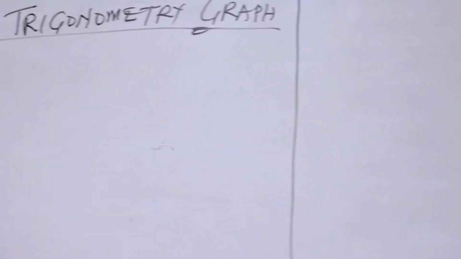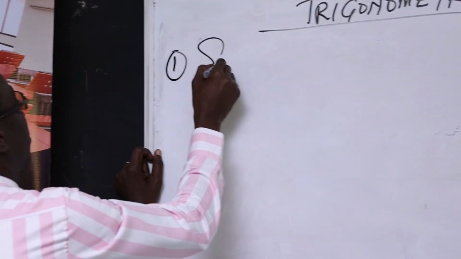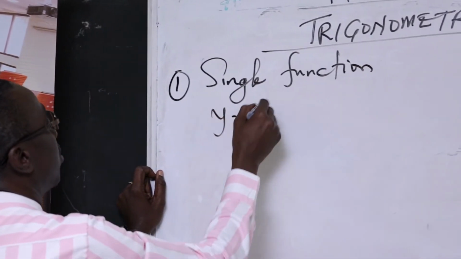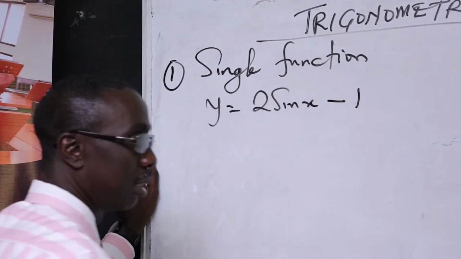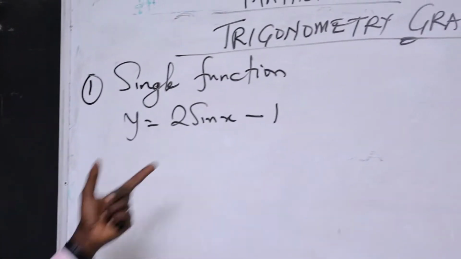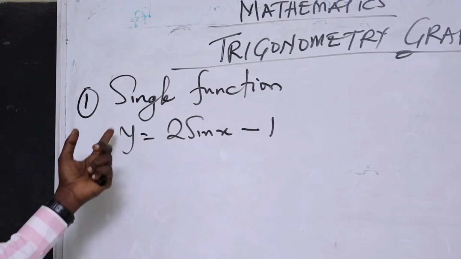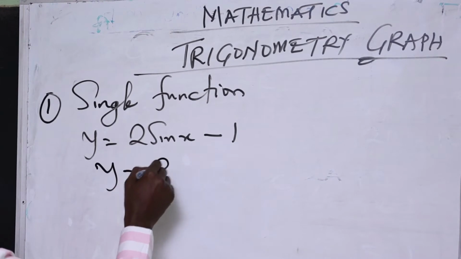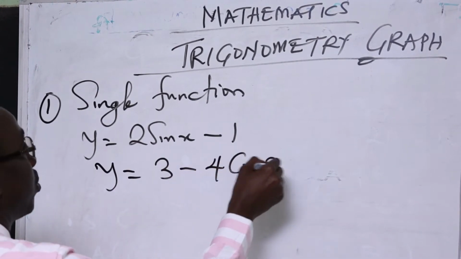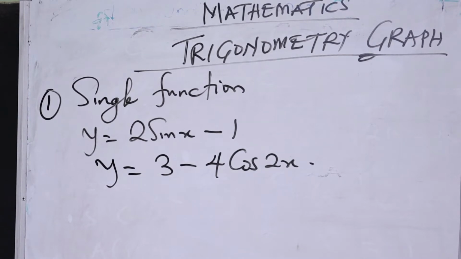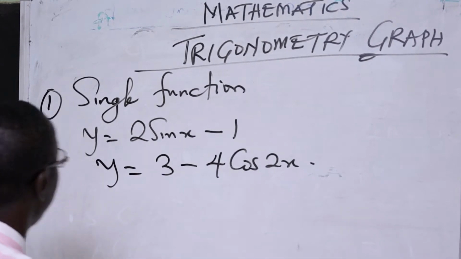You remember I said an example of the first one, which is the single function, is y is equal to 2 sine x minus 1. The function here is sine x. Yes or no? Is there any other function there? So that's why I say it's a single function trigonometric graph. You could also have y is equal to 3 minus 4 cos 2x. The cos 2x here is the function there. If there's no other function, that makes it a single function.